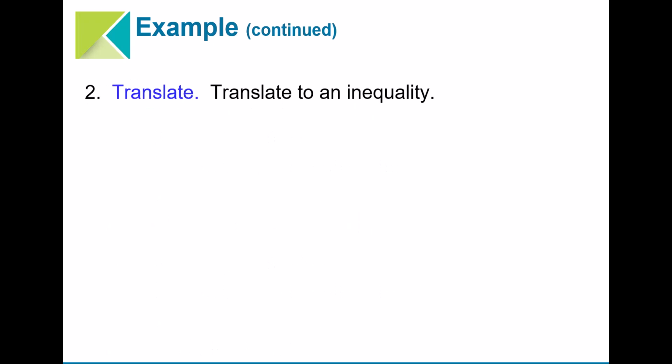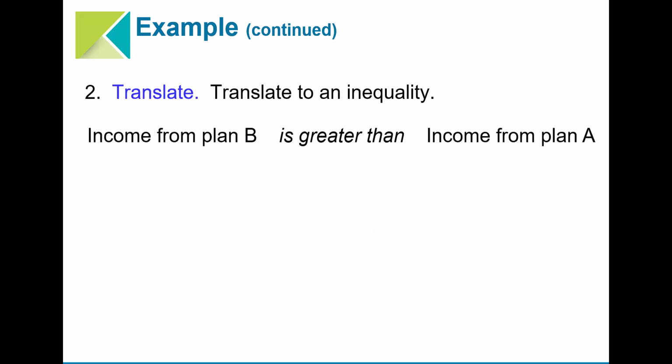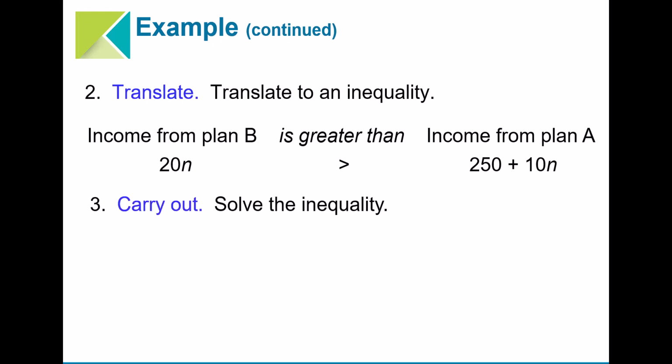And so we could translate this into an inequality. Income from plan B is greater than income from plan A. Okay, so I've written out my inequality. I can solve this inequality and get my n's all together. So I would subtract this 10n and throw it over here. Then I would divide by 10.